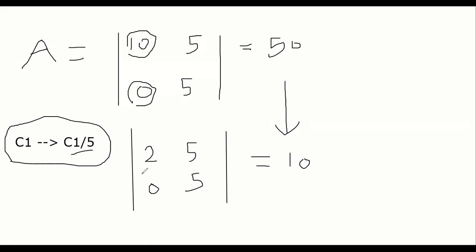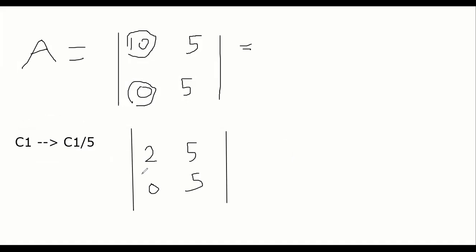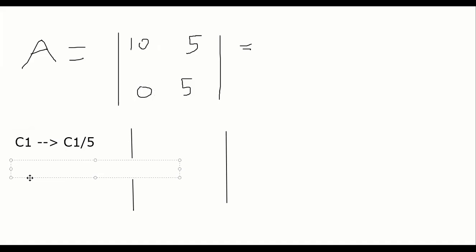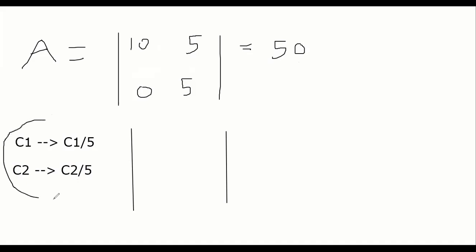But if I ask this same question, listen carefully everybody, if I do two operations together, C1 becomes C1 by 5, C2 becomes C2 by 5. And see, in your NDA and IIT exams, you get this kind of question. They give the value of the determinant, and you have to find the value after some operation. You don't have to do the operation, you have to directly get the answer. Determinant of A is 50. So what will be the value of the determinant after doing these two operations? 2. Right, everybody?